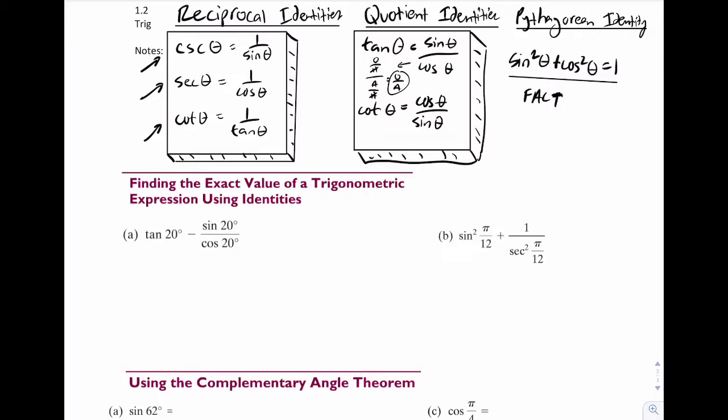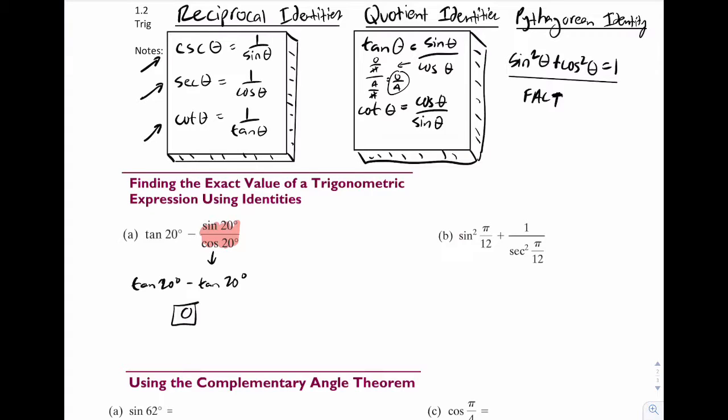So let's do our first question here. The goal is to find the exact value of this trig expression using the identities above. So first you're going to note, look at this thing right here. You have to practice recognizing that's an identity. That's going to be sine over cosine, which now we know is tan. So rewrite it as tan 20. Tan 20 minus tan 20, look at that, 0.